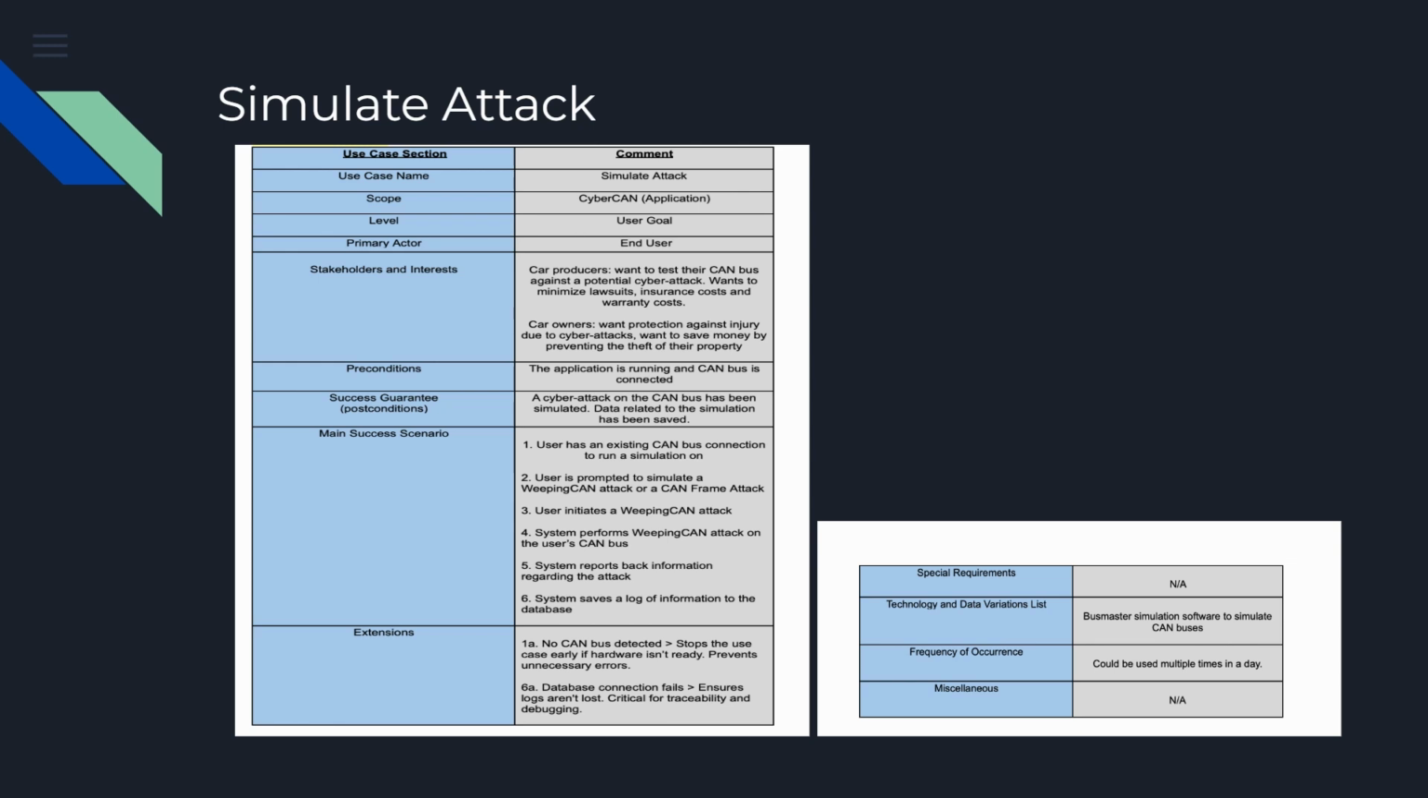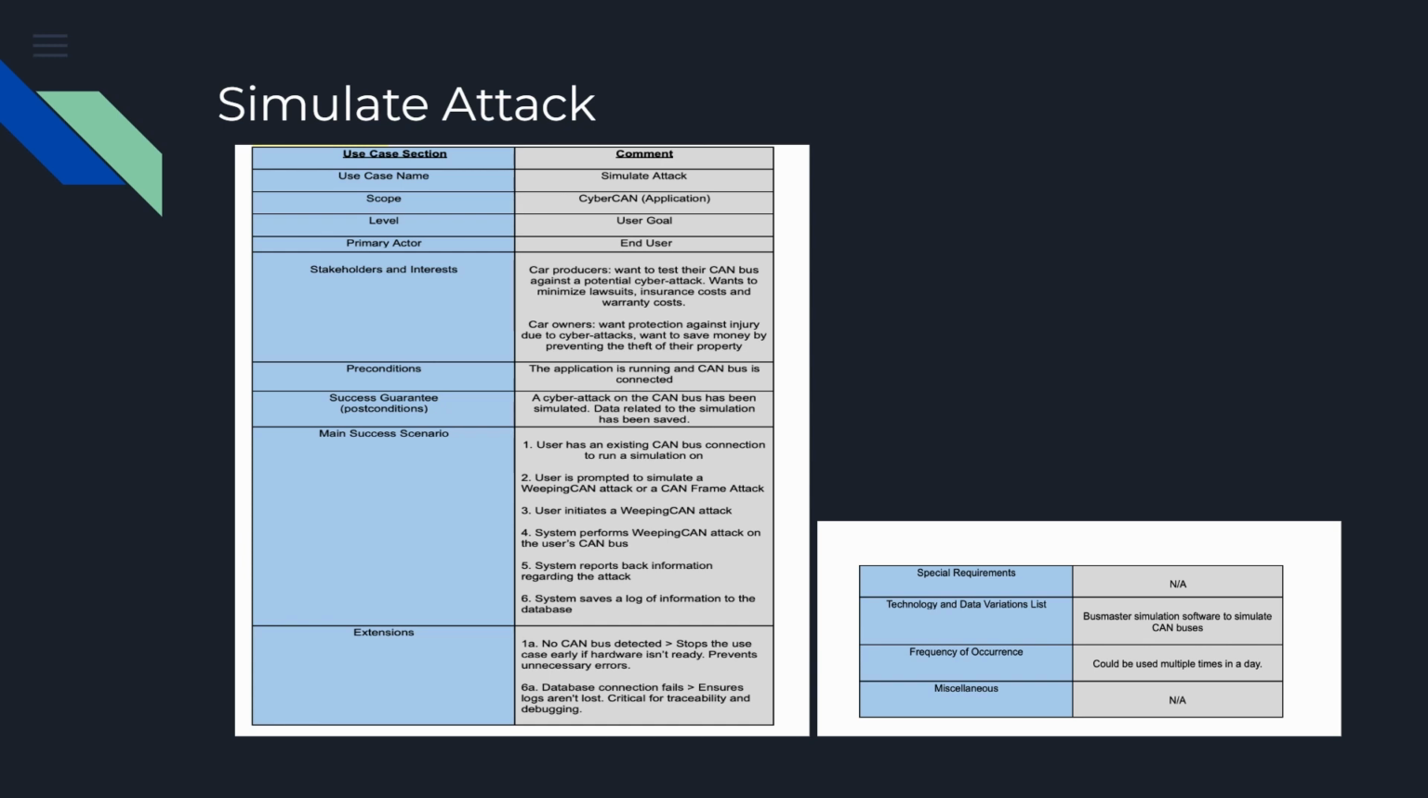And then the next one is simulate attack. So same thing, scope, CyberCAN, level is user goal, and then the primary actor end user. Stakeholders and interest, car producers, so they want to test their CAN bus against a potential cyber attack, wants to minimize lawsuits, insurance costs, warranty costs, and etc. And then for the owners, want protection against injury due to cyber attacks, so want to save money by preventing the theft of their property.